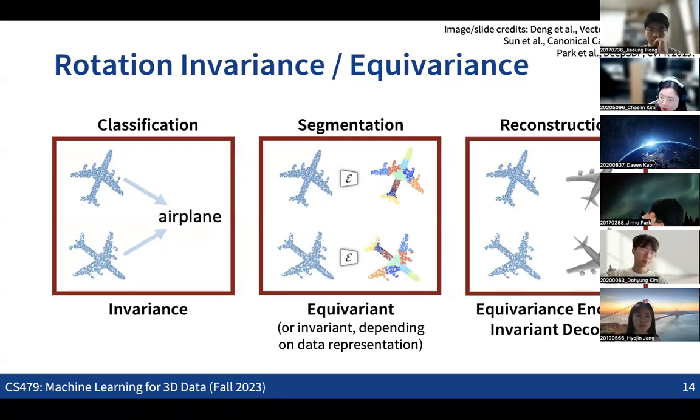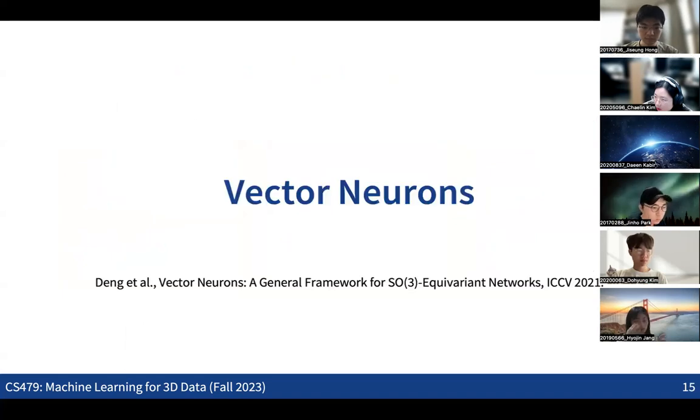And segmentation is another case where we want to achieve equivariance: if you change the order of the points, the order of all these semantic labels should change accordingly. Also, for some reconstruction tasks, we want to combine an equivariant encoder and an invariant decoder, to make the reconstruction process rotation invariant. So that's basically what we want to achieve using this neural architecture, which is the vector neurons. Let's briefly get into the idea of this neural architecture.